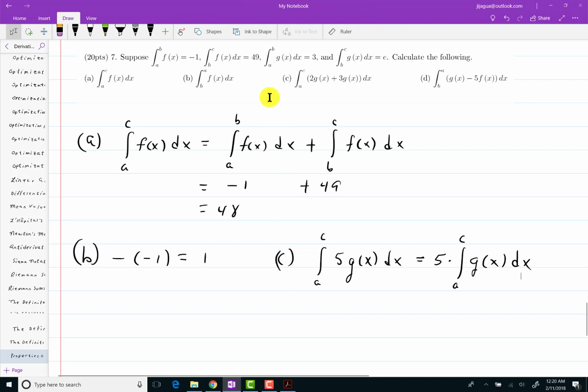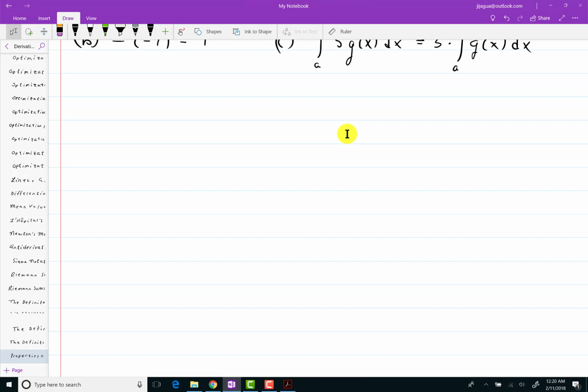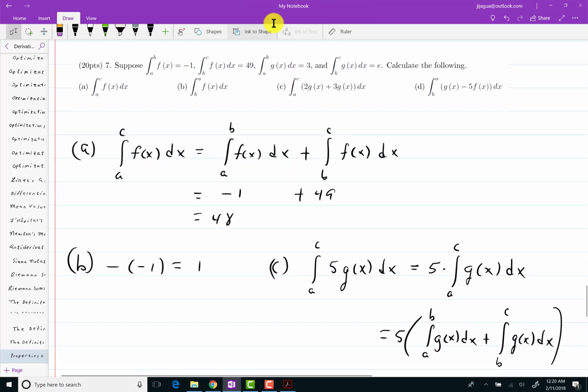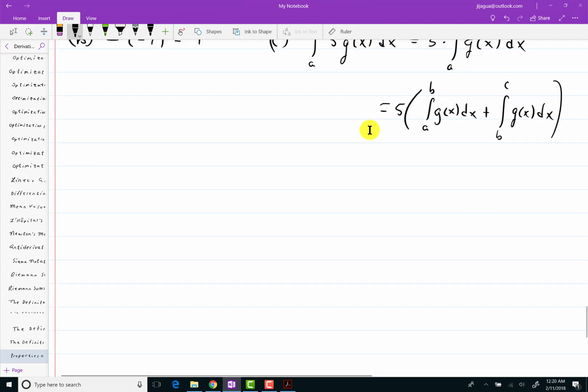So then I'm going to have to break it from a to b and then from b to c. So I have 5 times the integral from a to b, g of x dx, plus the integral from b to c, g of x dx. Let's see, what was a to b equal to? That was 3, and then b to c was e. So I have 5 times 3 plus e. And you can leave it like that, that's fine. I don't need anything else.